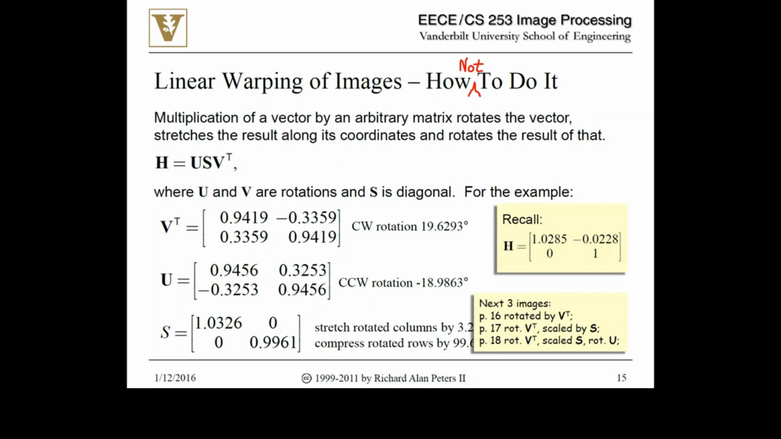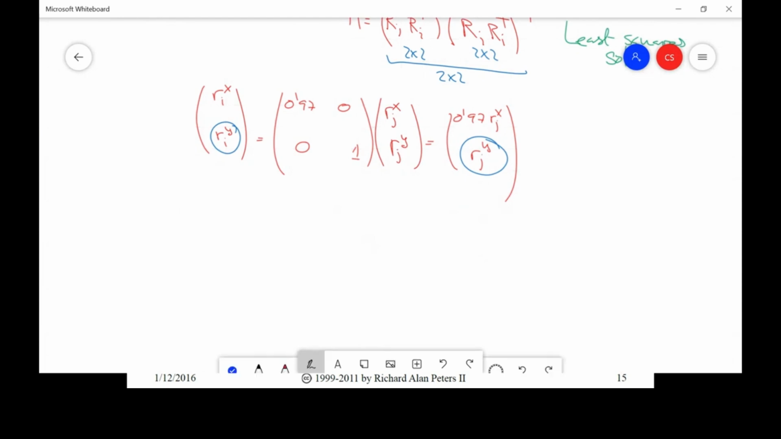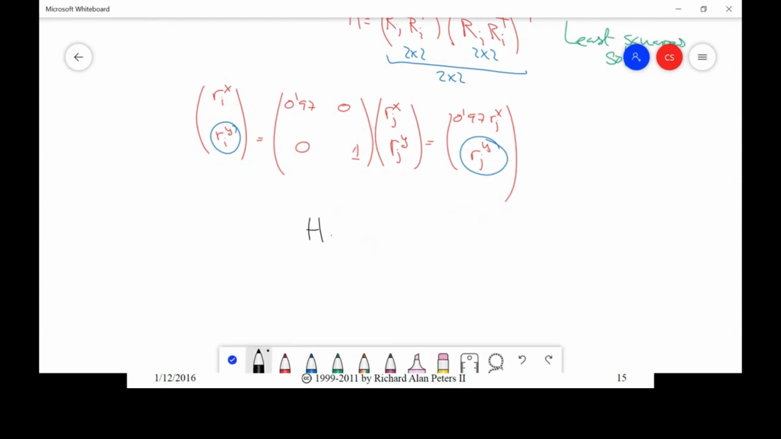All transformations. Have you studied singular value decomposition? Do you know that? Singular value decomposition, no? Eigen decomposition, you know. So eigen decomposition of a matrix. So let's say that you have your matrix A.